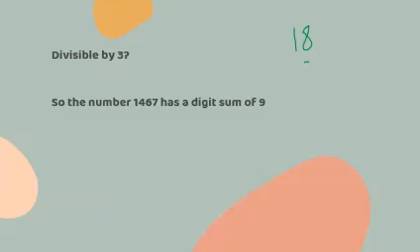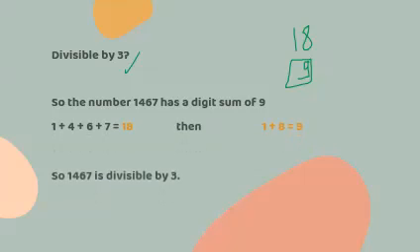What's 1 plus 8? It's 9. So you got a 9. That means this number is divisible by 3. So if the sum up to one digit is 3, 6, or 9, then the number is divisible by 3. So we found that this number is divisible by 3.